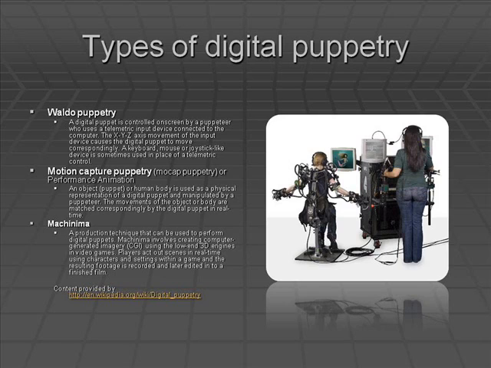Also, on the low end is machinima, a production technique used to perform digital puppetry. Machinima involves creating computer-generated imagery, CGI, using low-end 3D engines in video games. Players act out scenes in real time using characters and settings within the game, and the resulting footage is recorded and later edited into a finished film.